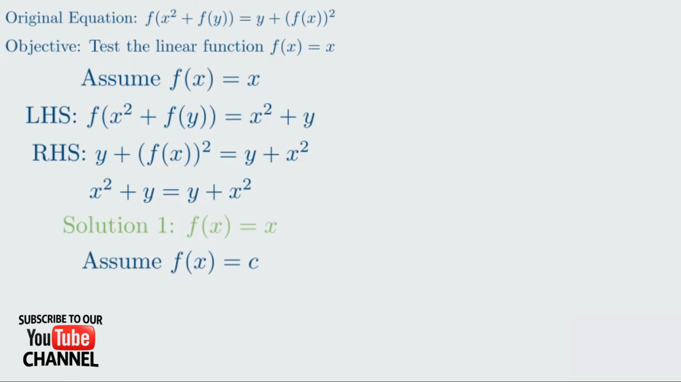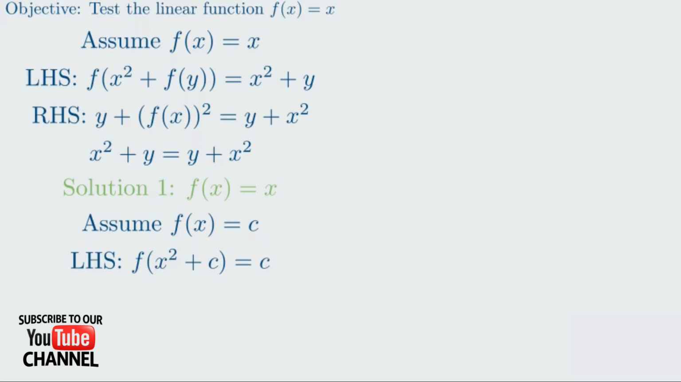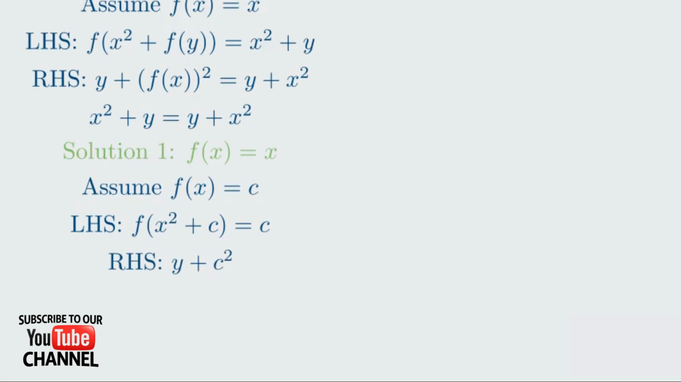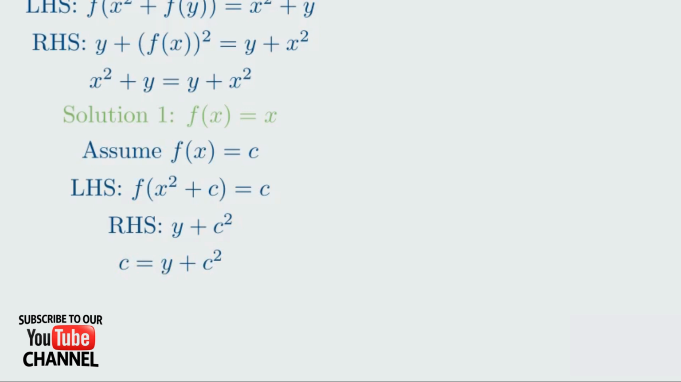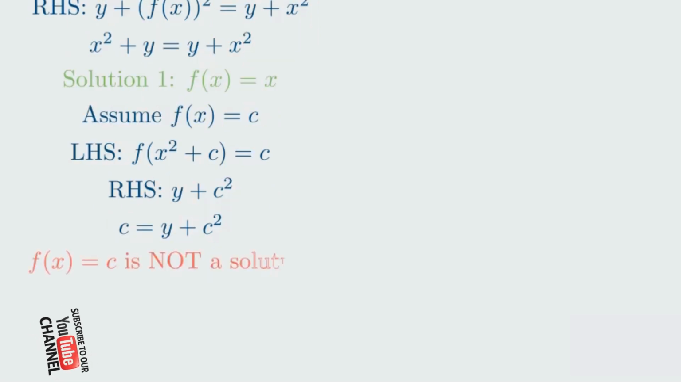However, we need to find all such functions. Could there be others? Let's try another simple form, like f(x) equals a constant c. Substituting this into the left side gives f of some value, which must be c. Substituting into the right side gives y + c². So, c = y + c². This cannot be true for all y, because the left side is constant while the right side changes with y. So, constant functions are not solutions. This suggests that f(x) = x might be the only solution, but we need a rigorous proof.